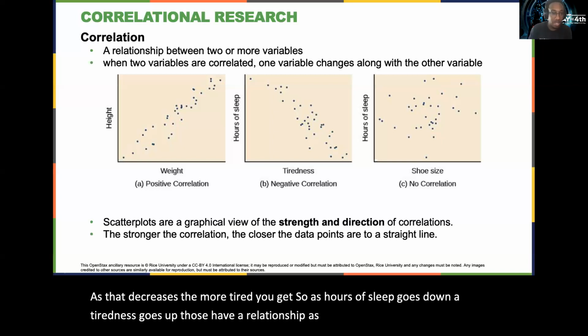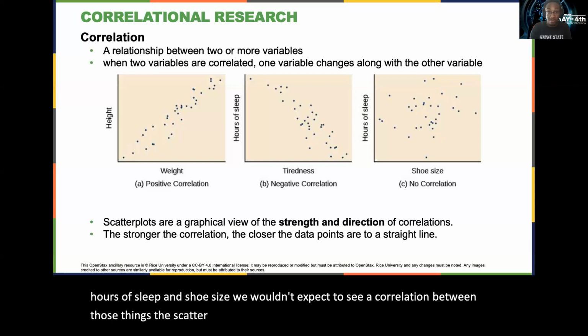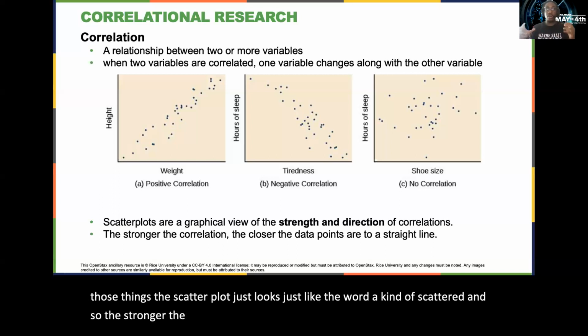And then something else like hours of sleep and shoe size. We wouldn't expect to see a correlation between those things. The scatter plot just looks, just like the word, scattered. And so the stronger the correlation, the closer the data points are to forming a straight line.